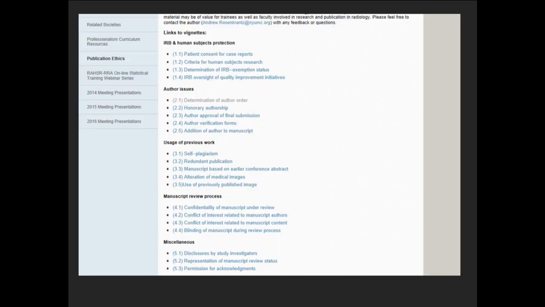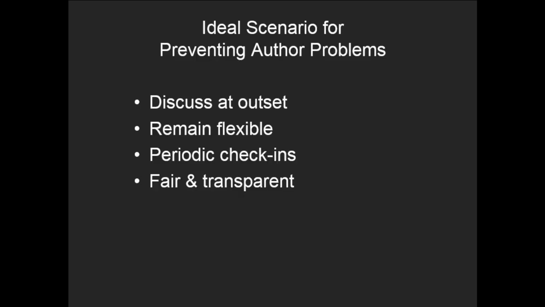So going back to the AUR website, this determination of author order, if you click on this, you get this kind of a vignette. I'm not going to read it to you because we only have 12 minutes. But it basically gives you a real-life example of what can happen and ideas on how you can solve it, and references.